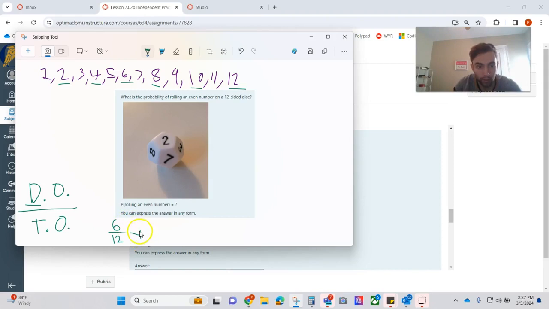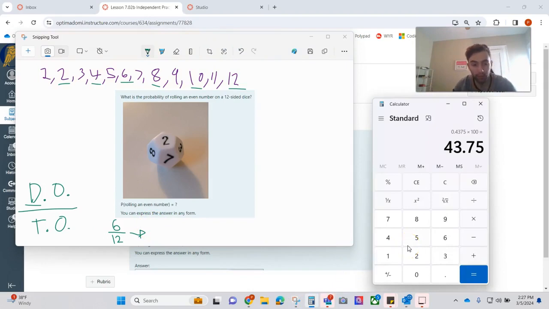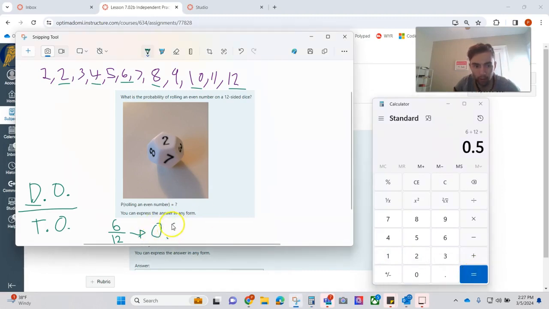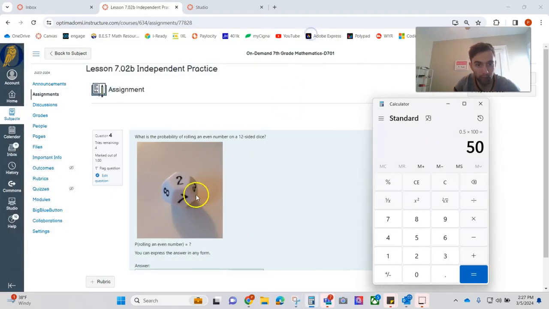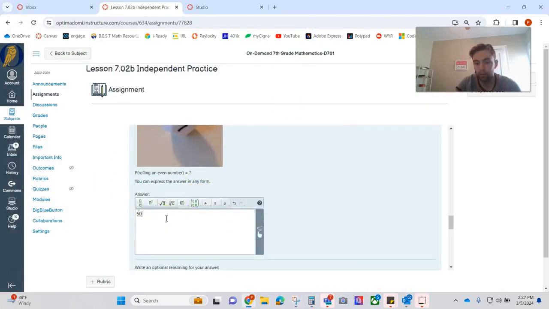Now let's turn this into a percent. 6 out of 12. To turn that fraction into a percent, first let's turn it into a decimal by doing top number 6 divided by bottom number 12, 0.5. And then let's multiply that decimal by 100 to turn it into a percent. That gets me 50%. So if I win by rolling an even number, I have a 50% chance of winning. Kind of like flipping a coin. 50%.